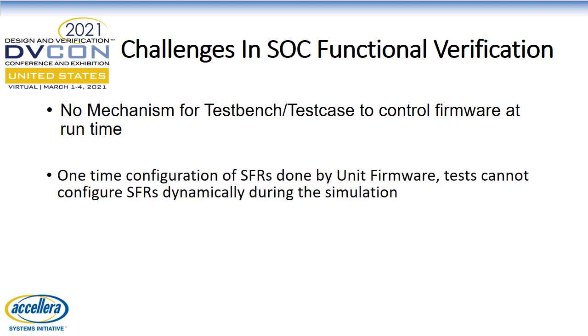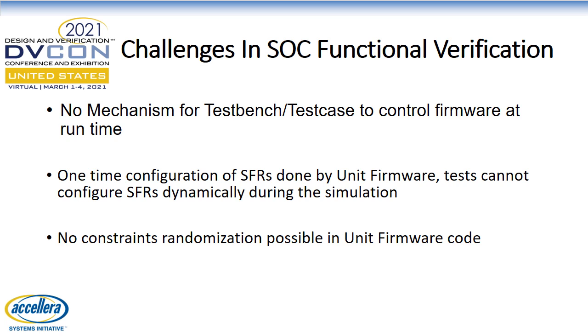One-time configuration of SFRs is done by the unit firmware. The test cannot configure SFRs dynamically during the simulation. So in case you would like to change the initial configuration, the only possible way is to recompile the firmware for the new configuration. No constraint randomization is possible in unit firmware code. In general, firmware is written in software languages like C and C++, so it does not have support for constraint randomization like SystemVerilog has.